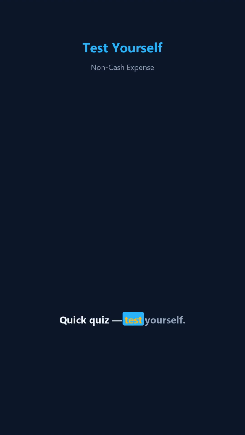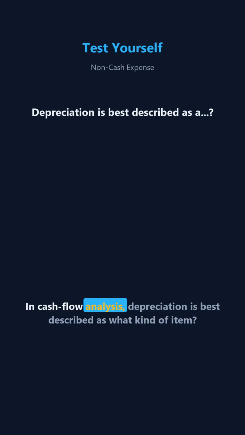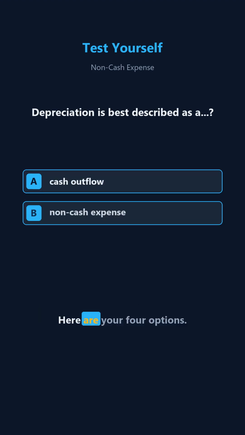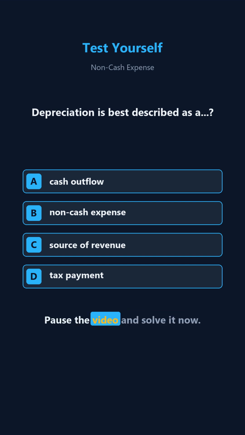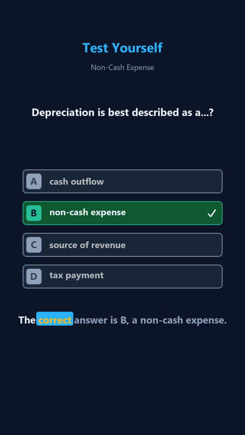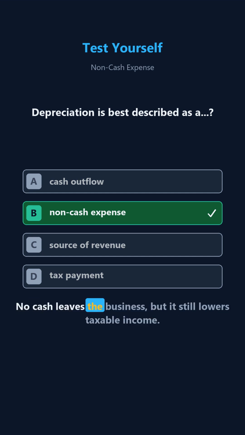Quick quiz, test yourself. In cash flow analysis, depreciation is best described as what kind of item? Here are your 4 options. Pause the video and solve it now. The correct answer is B, a non-cash expense. No cash leaves the business, but it still lowers taxable income.